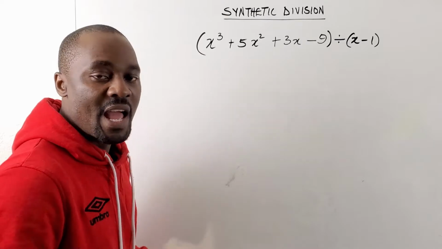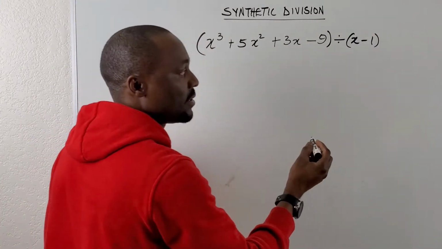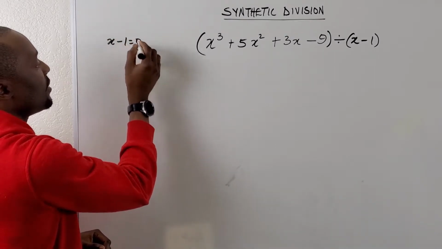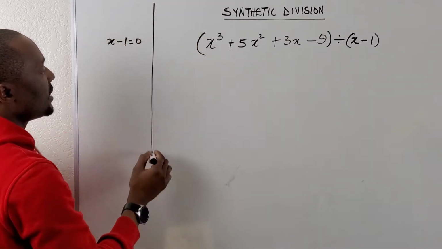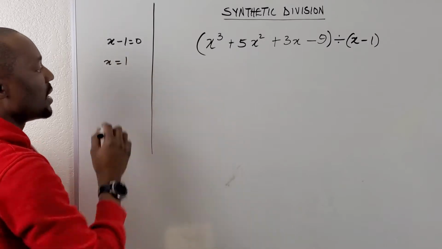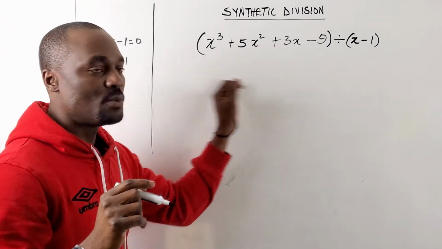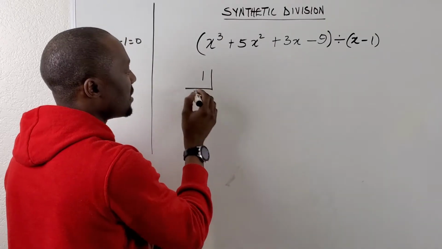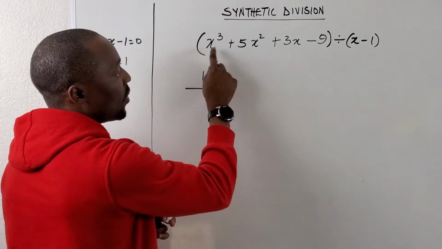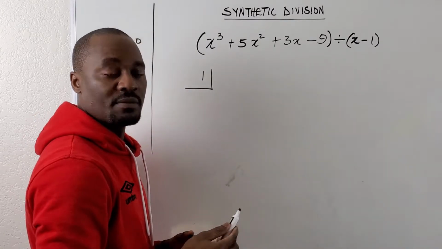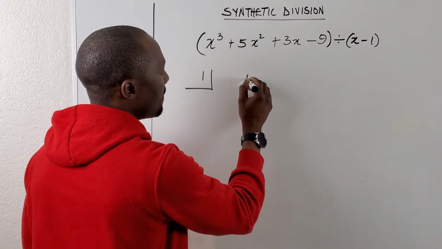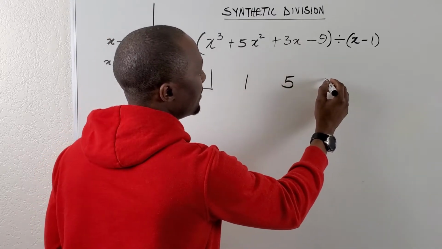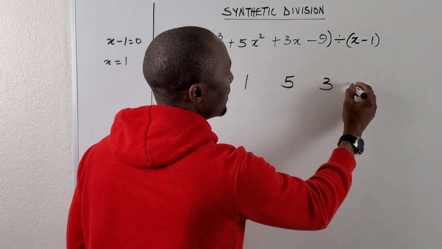Let's go ahead and find the 0 of the denominator. If we equate x minus 1 to 0, that's going to leave you with x equals 1. So what you want to divide with is 1. I'm going to write 1 and put it in a box. The next task is to write all the coefficients of what you want to divide. So I'm going to write 1, and then positive 5, and then positive 3, and then negative 9.